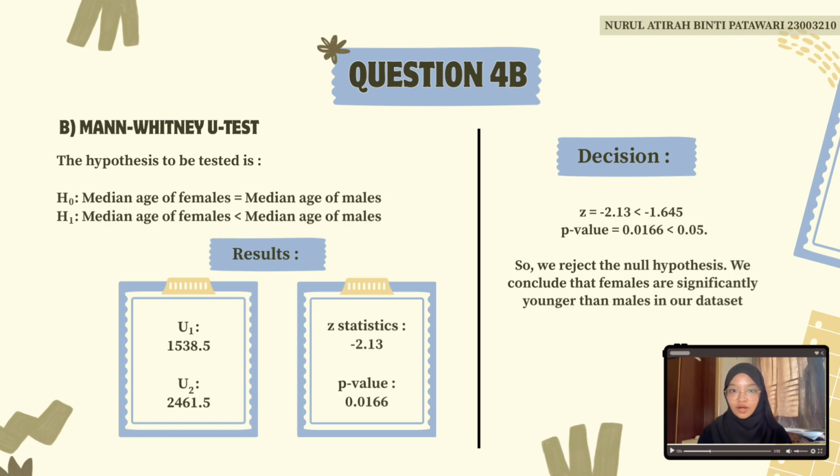The Z value that I got is negative 2.13. Lastly, the p-value is 0.0166. Since the Z statistic equal to negative 2.13 is lower than negative 1.645, and the p-value of 0.0166 is lower than 0.05, we reject the null hypothesis. We conclude that females are significantly younger than males in our dataset.